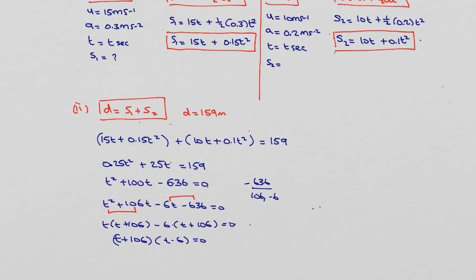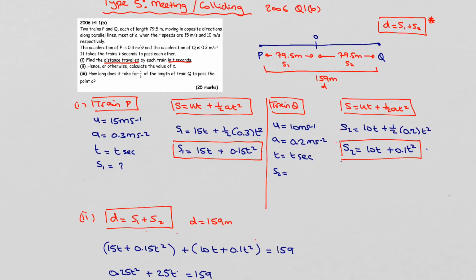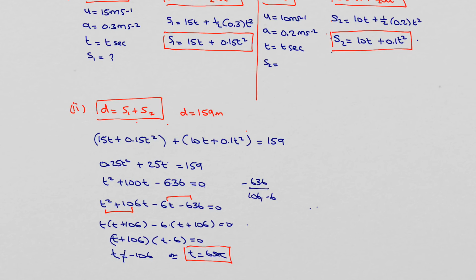And of course, if I let both of those factors equal 0 and solve, I'll end up with t equals minus 106 seconds, which isn't possible because we can't have negative time, or t is equal to 6 seconds. And of course, that's our answer. So the time taken for the two trains to pass each other then is 6 seconds.